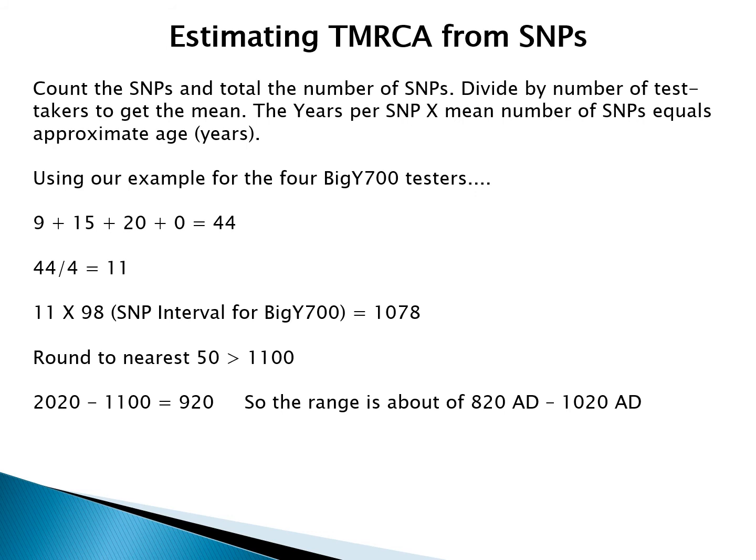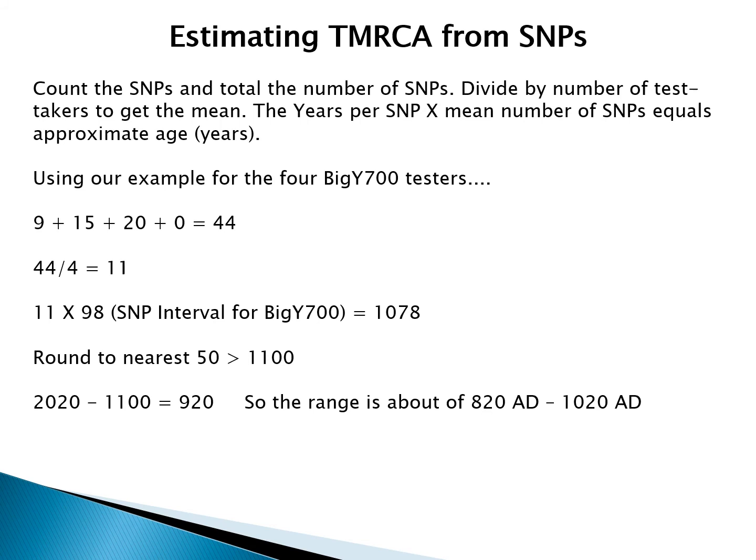This shows how to estimate TMRCA from SNPs. Using the non-matching SNPs report, we estimate the time to most recent common ancestor of the Standish in Group 1. This indicates a most recent common ancestor born about 820 to 1020 AD, not as close as a calculation using STRs. David Vance suggests using a SNP interval of 82 years for Big Y testers, which gives a TMRCA of 1120 and a range of 1020 to 1220 AD for the most recent common ancestor of the 4 Standish men.